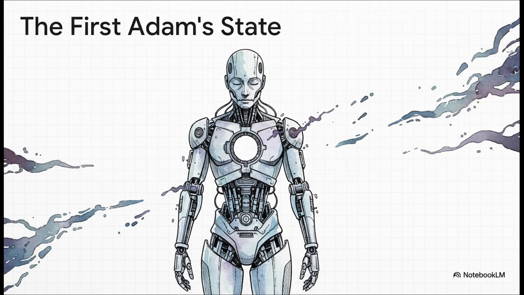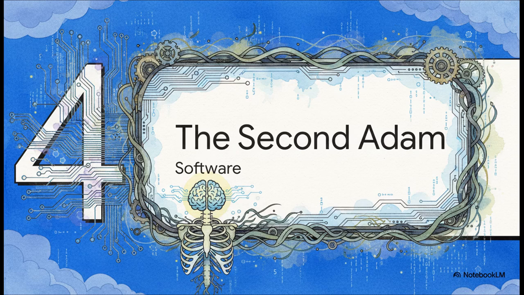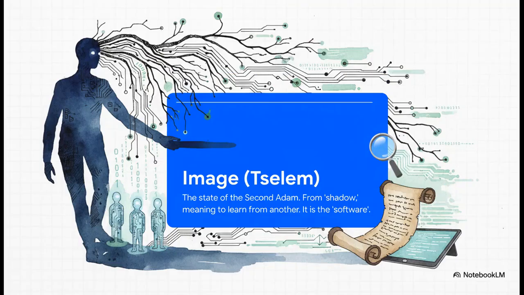But here's the problem. There's a huge vulnerability. The correct software isn't running yet. And that, of course, brings us to the necessary upgrade, the second Adam. But get this, it's not about a new machine, it's not a hardware refresh, it's all about installing the right software. This second Adam is defined by being in God's image, or tselem. And this is where it gets really, really cool.